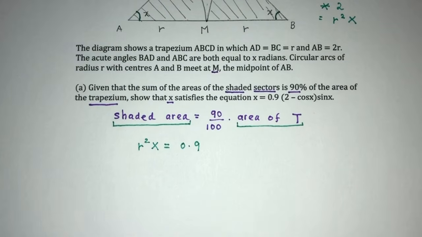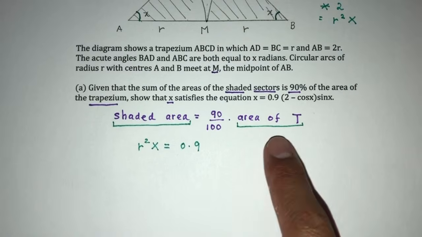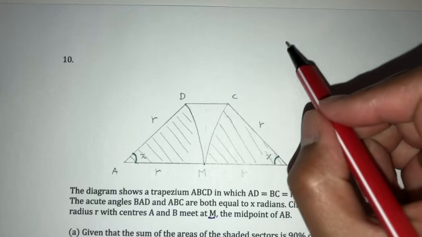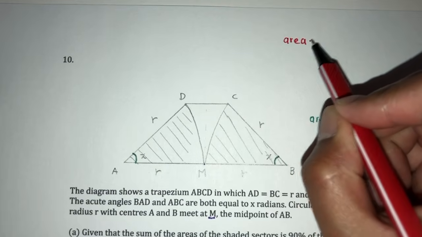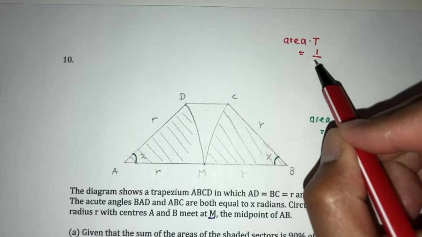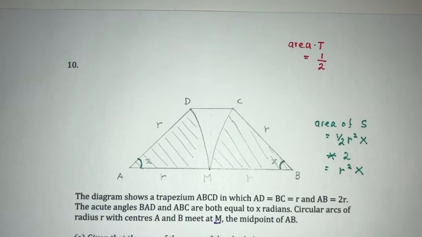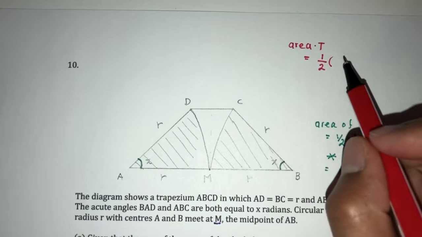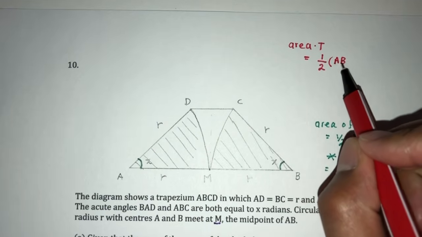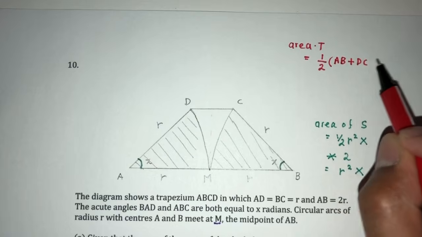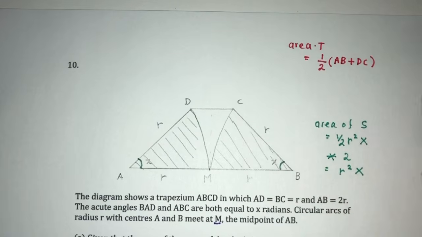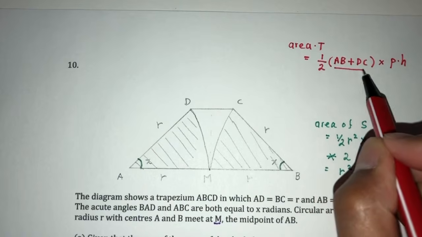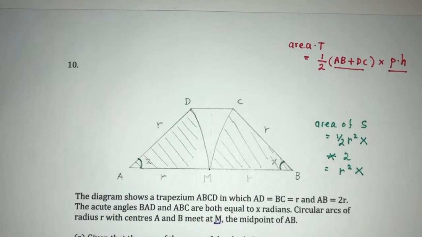Now for this part, what can we do? What is the formula for area of a trapezium? As you should know by now, area of a trapezium is equal to half times the sum of the parallel sides, which is AB plus DC, and then multiply by the perpendicular height. So we don't know what the height is yet. So we have to find these values to find the area of the trapezium.